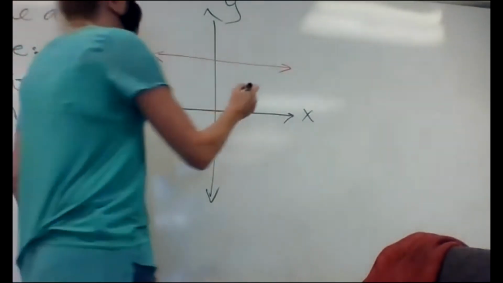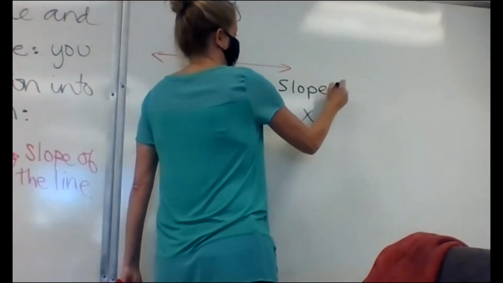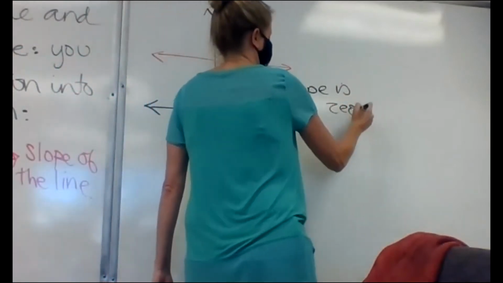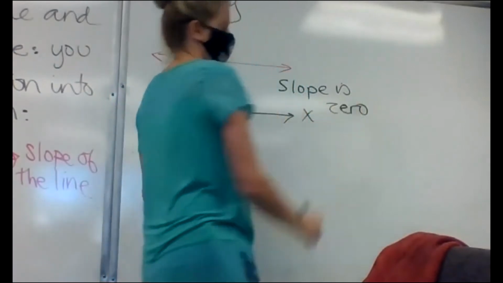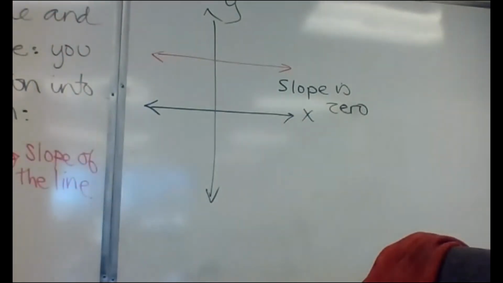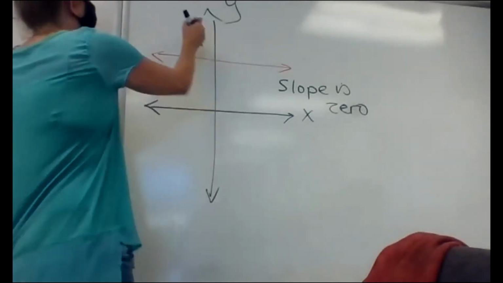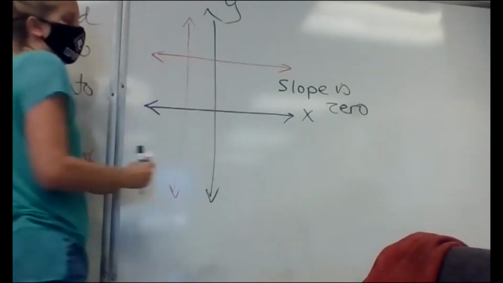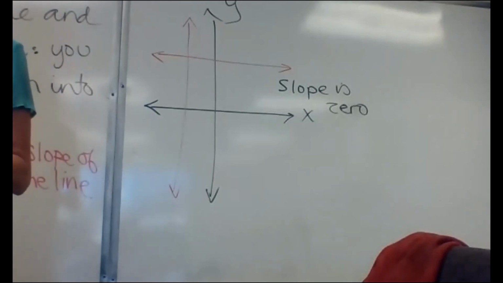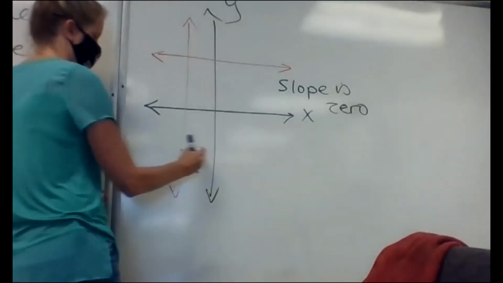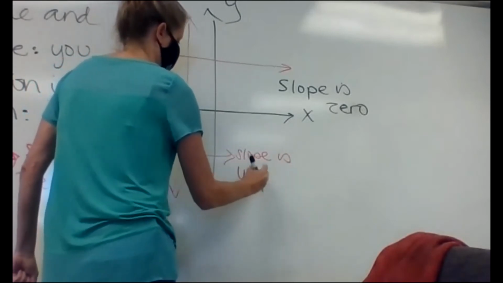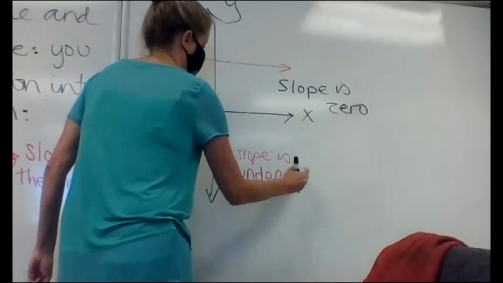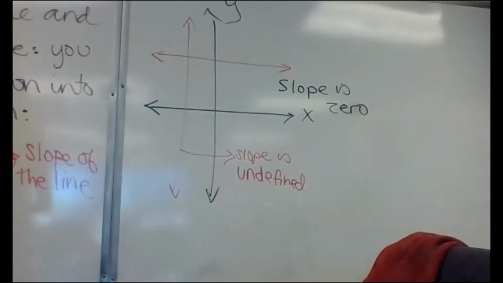If it's horizontal, the slope is 0. If it's vertical, if my line would have looked like this, if it's vertical like that, that slope is undefined. This slope is undefined for vertical lines.